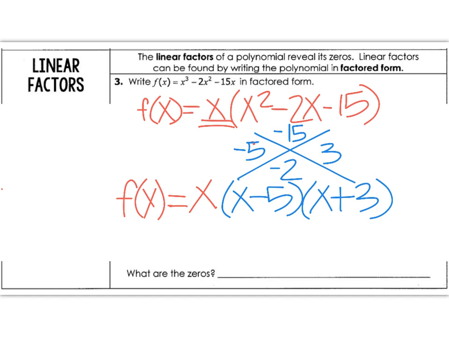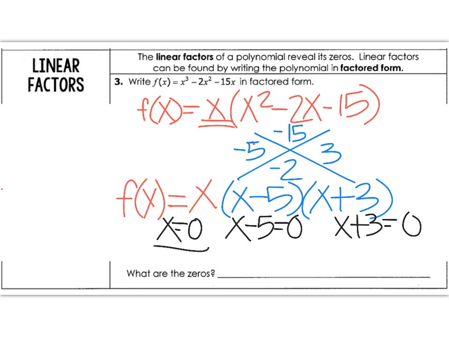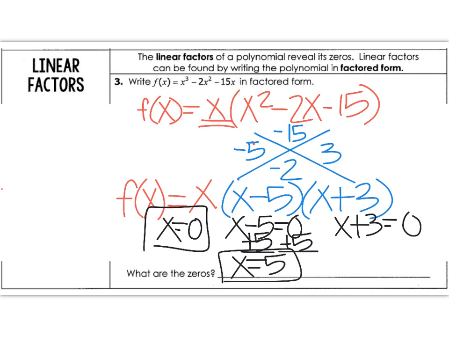Now what we want to do is set each of these equal to 0. So we would say x equals 0, x minus 5 equals 0, x plus 3 equals 0. So we know x has to equal 0, add 5 to both sides, x equals 5, subtract 3 from both sides of this equation, x equals -3.